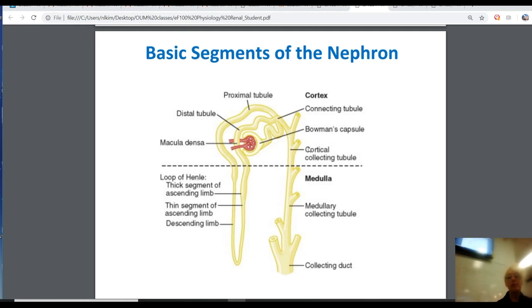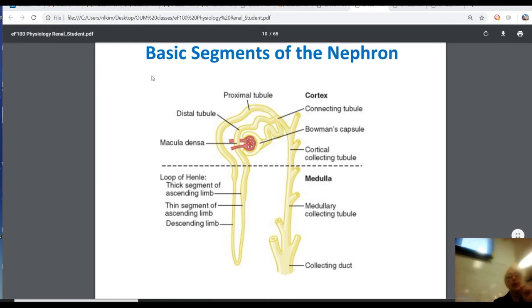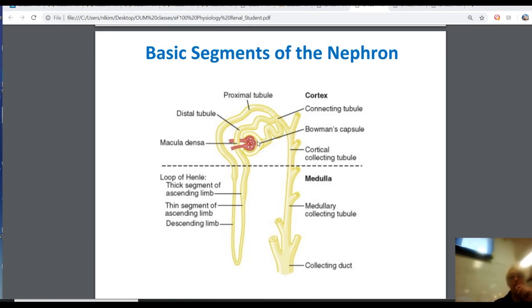So let's take a look at some of the basic segments of the nephron. Now this breaks it down more into the microanatomical diagram, and I'm just going to talk briefly about when the renal system, when kidneys start to fail, this is where all of the action is. This is where kidney failure is going to take place. Okay, so we're looking at the basic segments of the nephron. So let's take a look at this again.